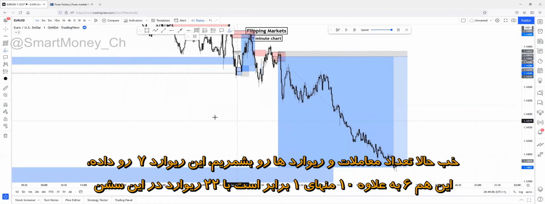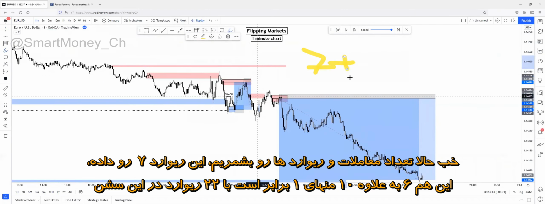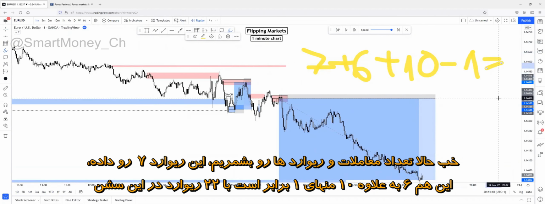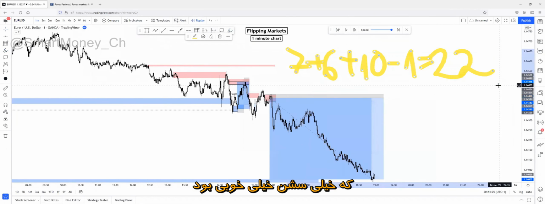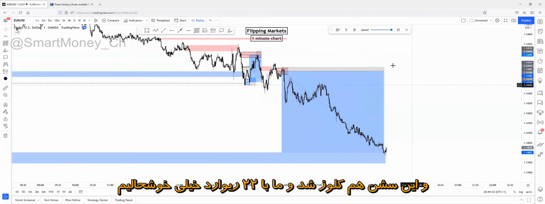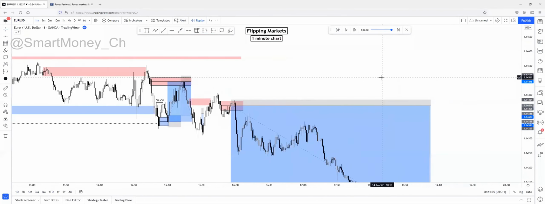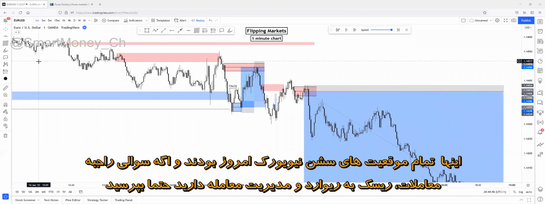So yeah, let's count the positions and let's count the risk reward ratios. Here was a 7 risk reward ratio, 7. Here was a 6, and plus 10 minus 1 equals 13, 22 risk reward ratio basically in this New York session, which is a pretty good session. And this session has closed. We are chilling with our 23 risk reward ratio booked in our pockets. So yeah, these were the opportunities for this New York session.